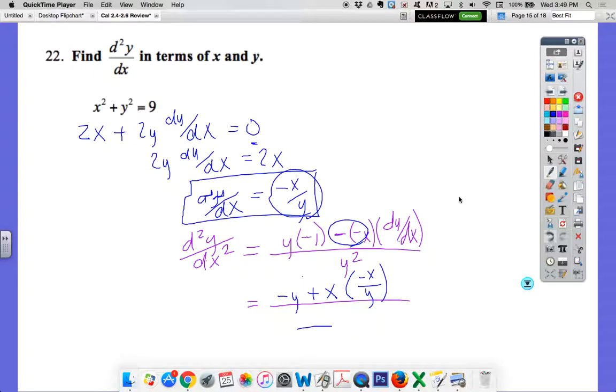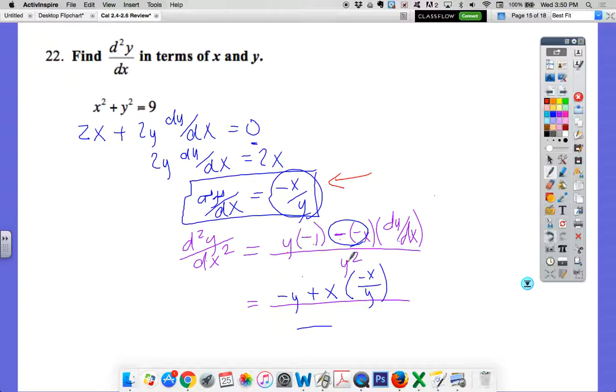Yeah, we're going to pick back up where we were before when we were doing the second derivative of this implicit. We had already come through and done the first derivative and found it to be negative x over y. And then we had started the second derivative and we were doing the quotient rule. So we had done the denominator times the derivative of the numerator minus the numerator times the derivative of the denominator, which we had to do dy over dx. Then we did the denominator squared.